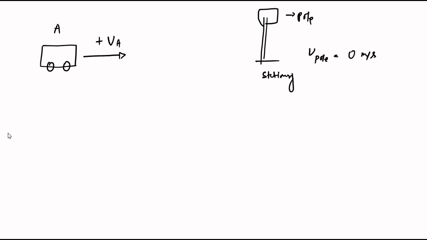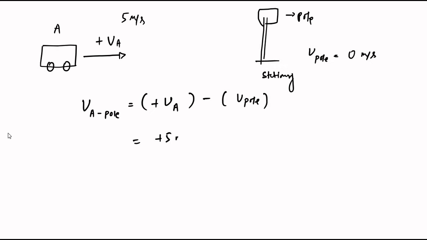So here the relative velocity of car A with respect to the pole is equal to plus VA minus V pole, the velocity of the pole which is stationary. No need to put any sign because it is stationary. Let's say the car is approaching with velocity 5 meter per second. So in this case it will be plus 5 meter per second minus 0 meter per second, which is plus 5 meter per second. The relative velocity of car A with respect to pole.